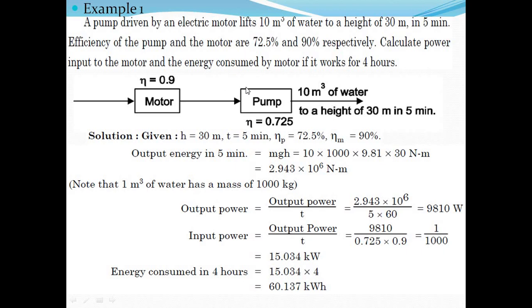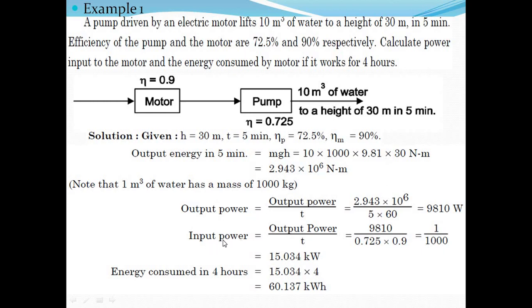So first we have to find the overall efficiency of the system. The overall efficiency of the system is the efficiency of the motor into the efficiency of the pump. Now in this particular example, input is electrical and output is potential energy. So output power is equal to output energy upon time, where output energy is equal to m g h. So here is the output power.